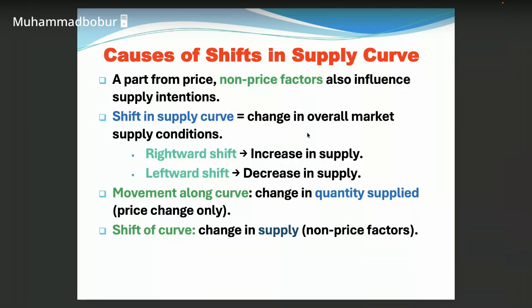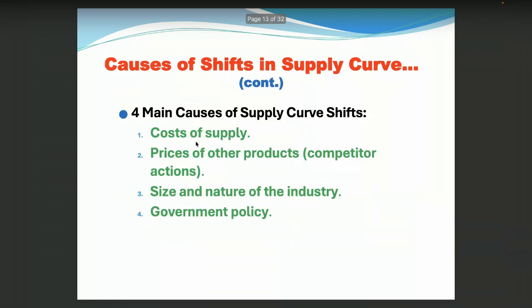And when it's rightward, of course, it's an increase. But when it's leftward, of course, it's a decrease. So yeah, cost of supply, if it's cheaper to produce, then the supply curve will be shifting to the right, meaning more supply. But if it's too expensive, then there will be less supply.